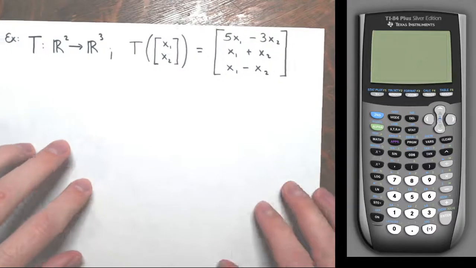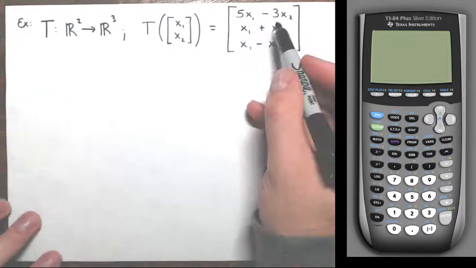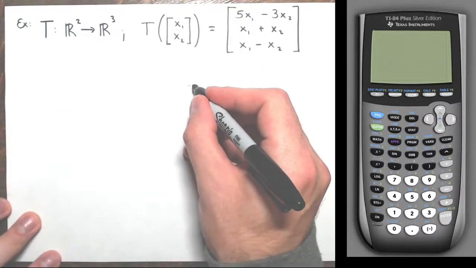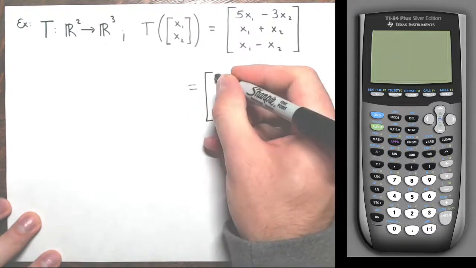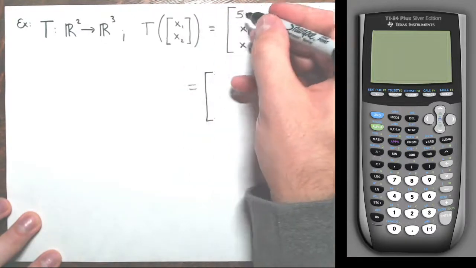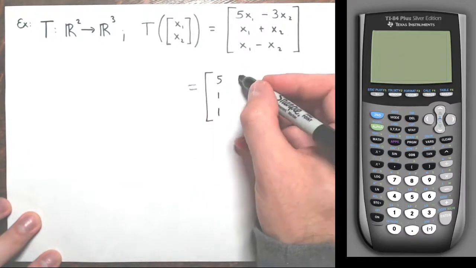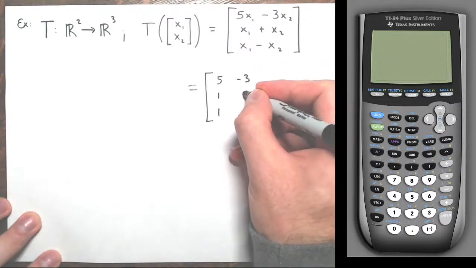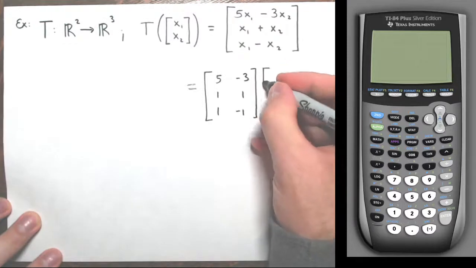So it's the same example. And I'm just going to quickly write the output as a matrix times the input vector. So this is going to be a 3 by 2 matrix. Down the first column, the coefficients of the first input variable, so 5, 1, 1. And then down the second column, the coefficients of x2, -3, 1, -1. And then times that input vector.